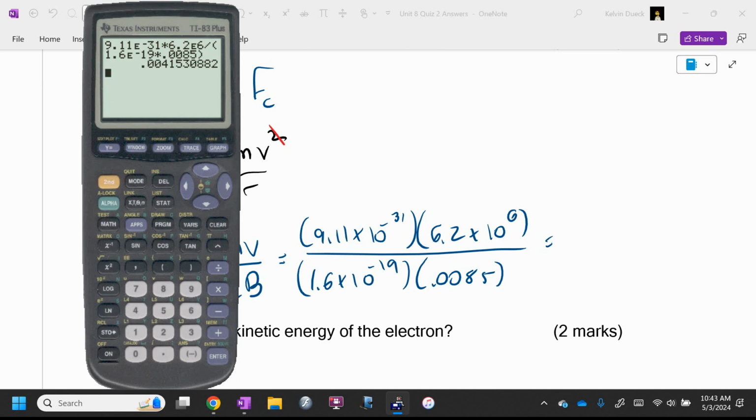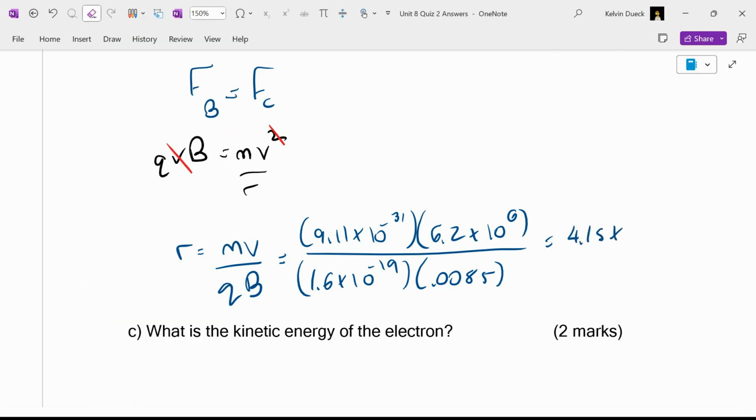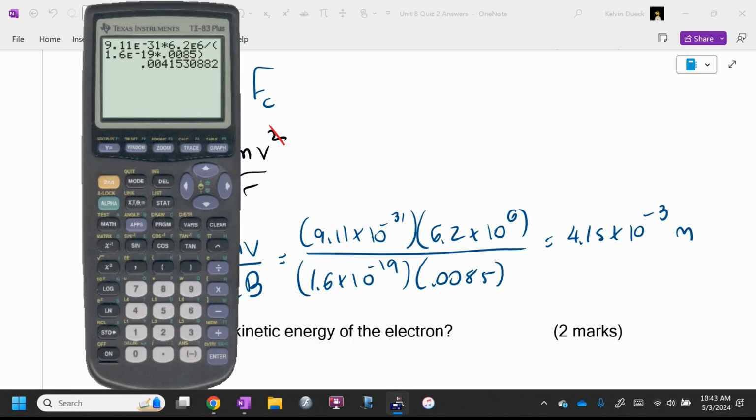It's 4 millimeters, which is a pretty tiny radius. I have this electron bending too fast. I need to probably bump down the magnetic field or increase the velocity, something to make the radius a little larger. But oh well. 4.15 times 10 to the negative 3 meters. Was that correct, Mr. Dueck? Yeah.